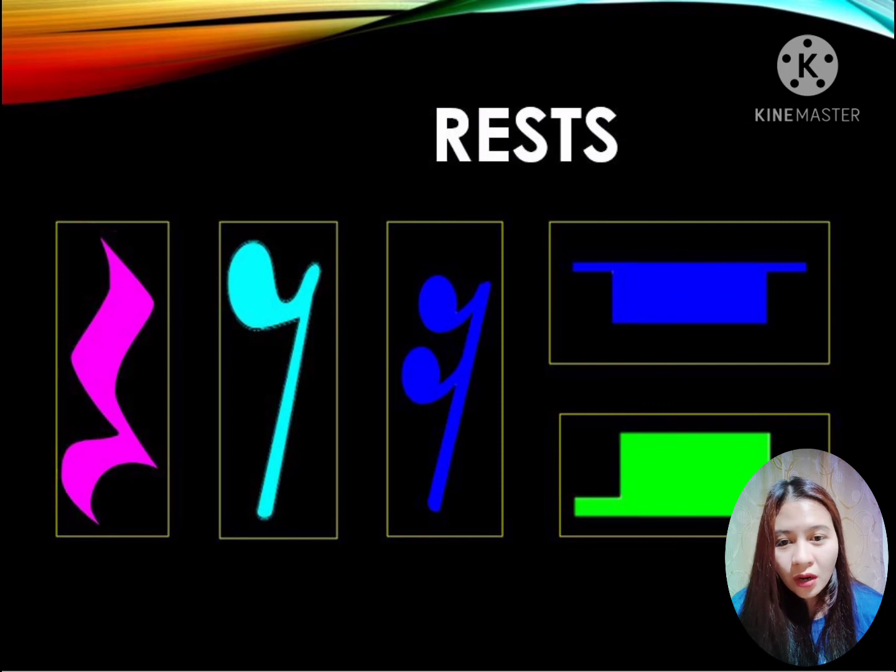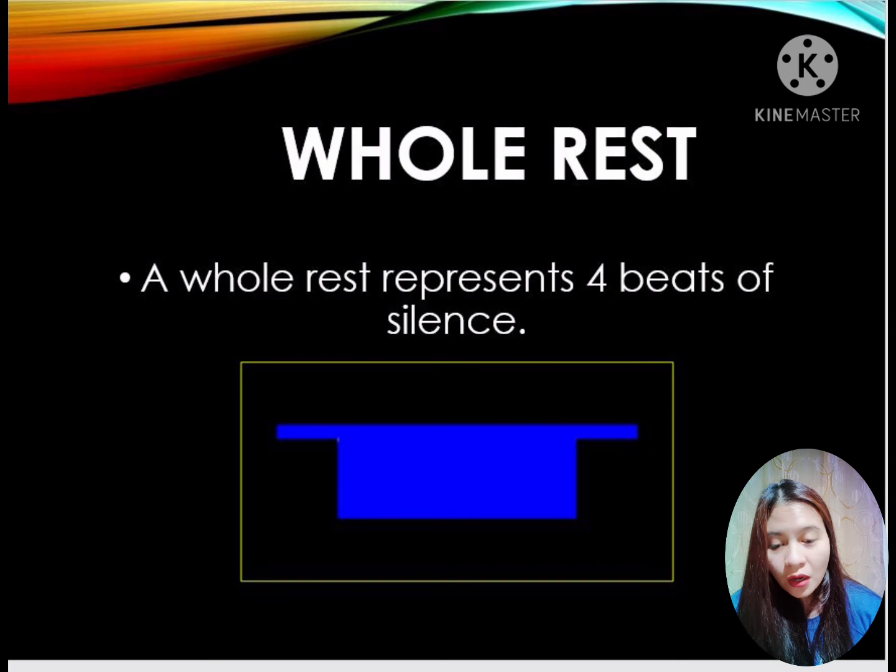So the next are the rests. There are 5 types of rest. So in music there is a rest, and the first type of rest is the whole rest. The whole rest represents 4 beats of silence. So if there are 4 beats of sound, there are also 4 beats of silence.